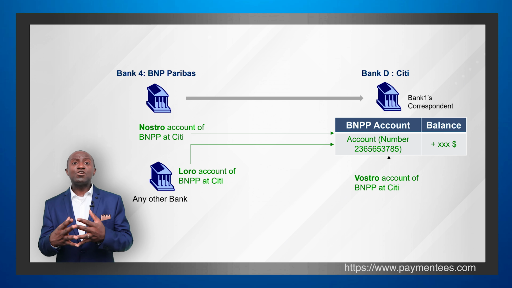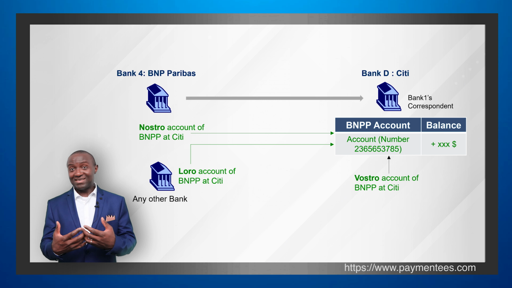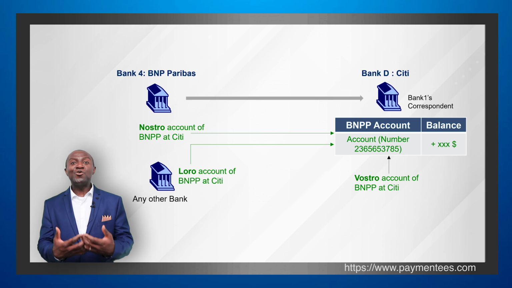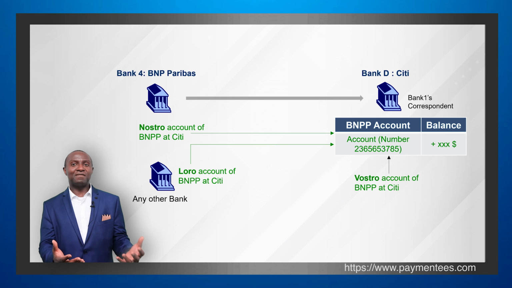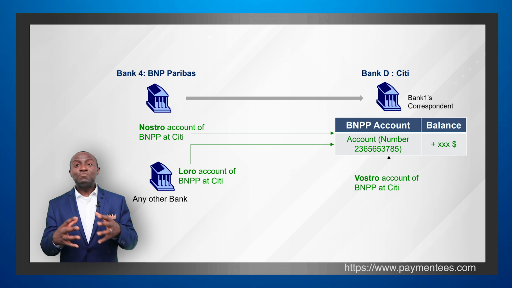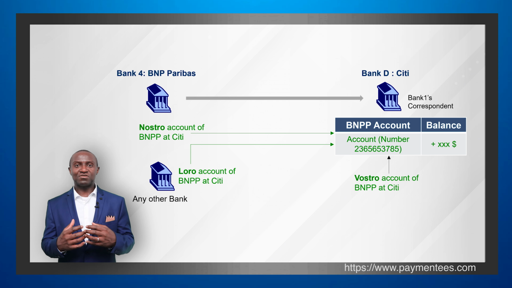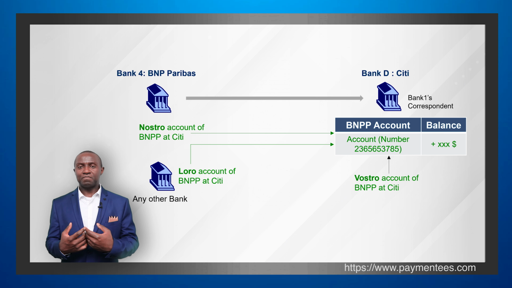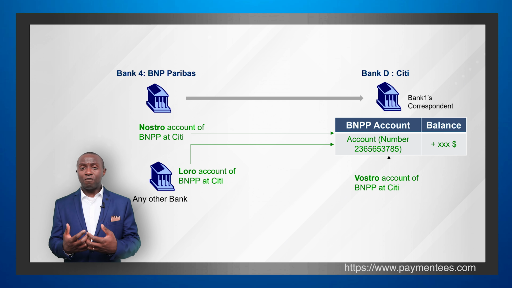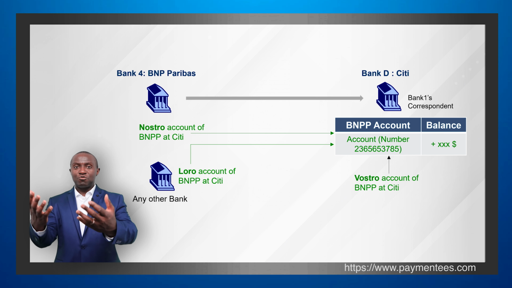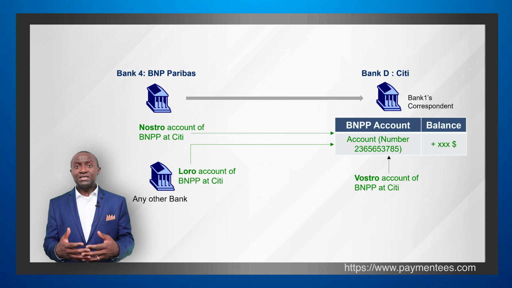Nostro is the Italian word for our, vostro is the Italian word for your, and loro the Italian word for their. The account belongs to BNPP since it has opened it. That is why BNPP calls it nostro account. For BNPP employees, it is logically our account. Citi holds the account of BNPP. Therefore, Citi calls it vostro account. For Citi employees, it is logically your account.